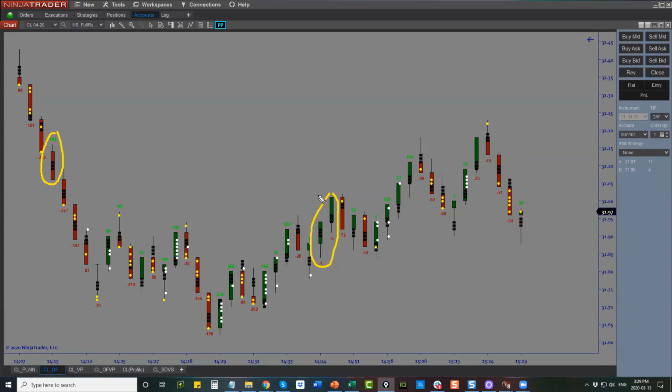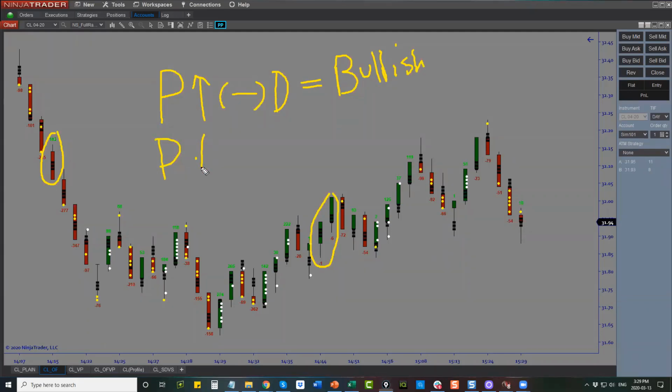So one clue that I would encourage you to pay attention to in reading the deltas is when you have price lifting on negative delta equals bullish, okay? Because it means that the sellers are having a real hard time stopping them. When you have price dropping on positive delta equals bearish. Okay, I want you to write that down. It's very important.